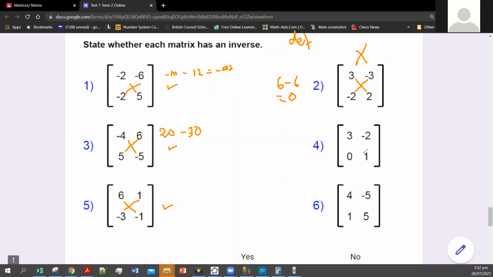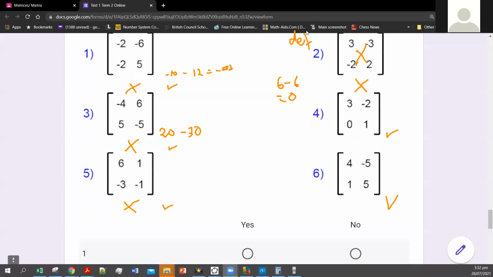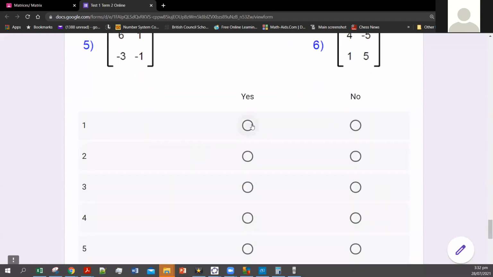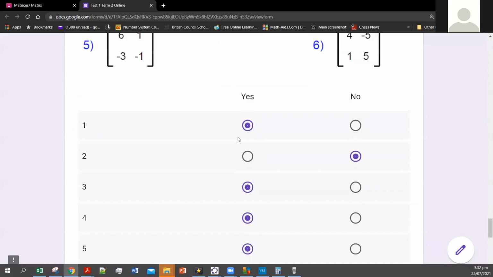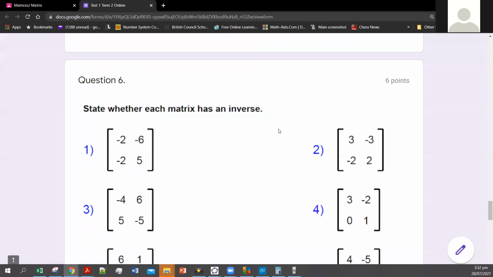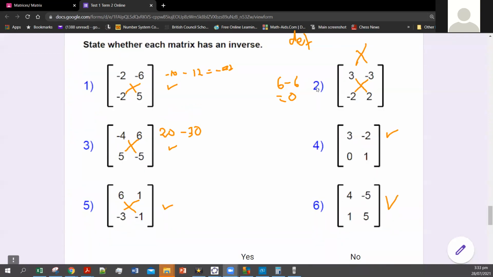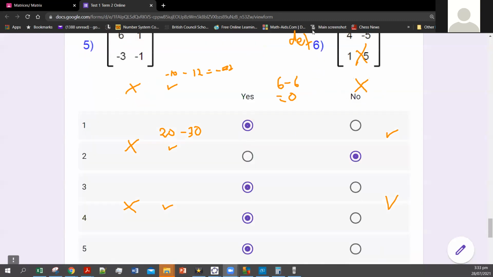So here I have a 3 times 1 is 3 minus 0. So that will definitely be having an inverse. 20 minus 5 or whatever, that will definitely have an inverse. So number 1, all of them has inverse, except for number 2, no inverse. So in our answers, what we needed to do is say number 1, yes, there's an inverse. Number 2, no, there's no inverse. And the rest, we know they will have inverses. So that's all you needed to do. And that we checked using our determinants, okay? We checked that using our determinants, and then we answer the questions at the bottom.